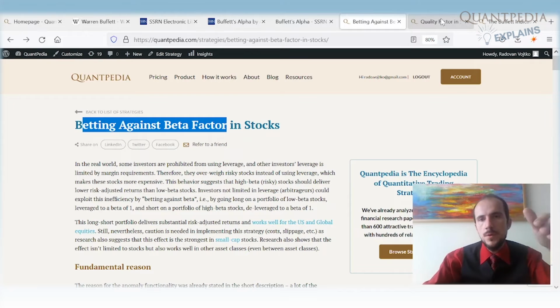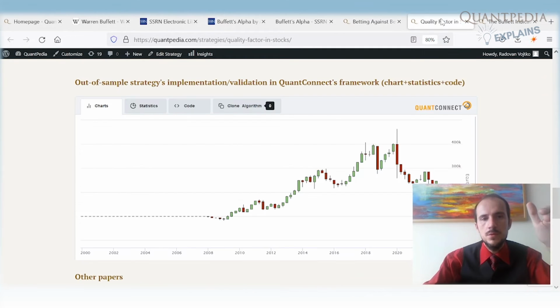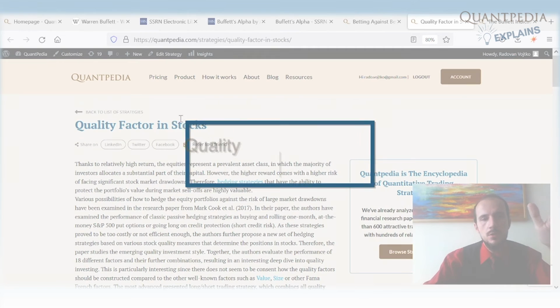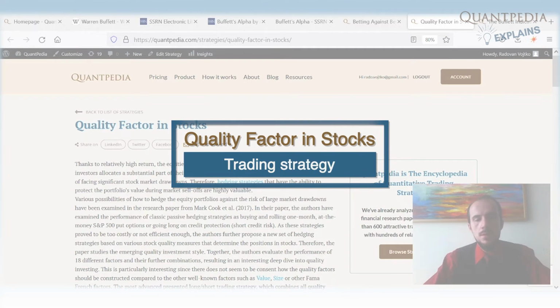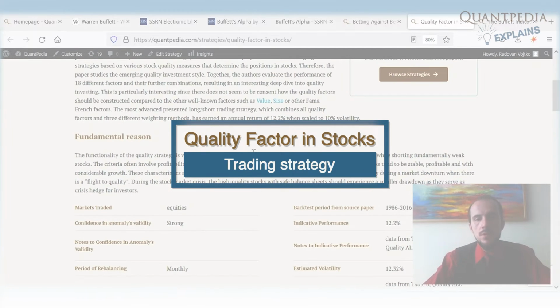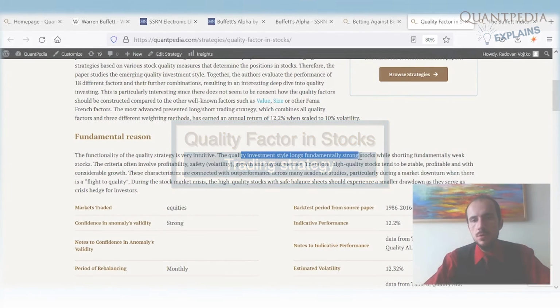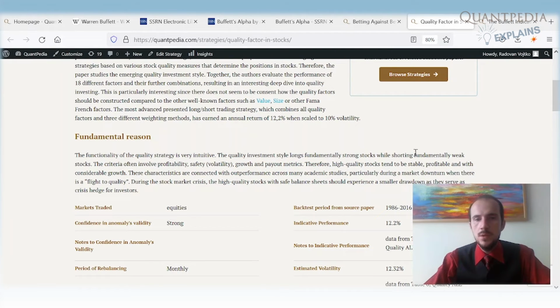Now, the second factor Warren Buffett is using is called quality minus junk, or the quality factor in stocks. And what is the quality factor in stocks? The quality investment style buys fundamentally strong stocks and shorts fundamentally weak stocks. The criteria often involve profitability, safety, growth, and payout metrics. So high quality stocks tend to be stable, profitable, and with growth. And these characteristics are connected with outperformance across many studies, and again, especially during market downturns when there is a flight to quality.